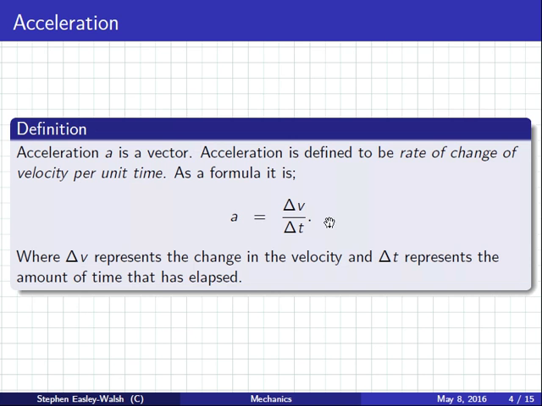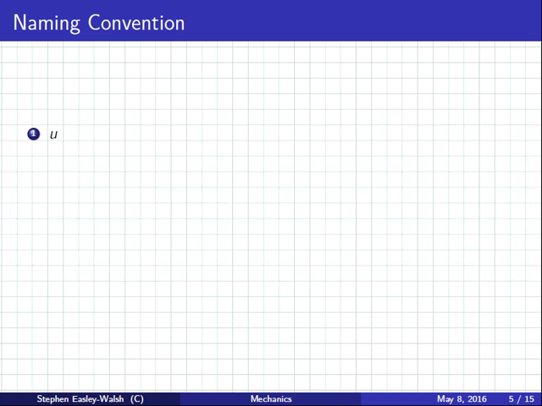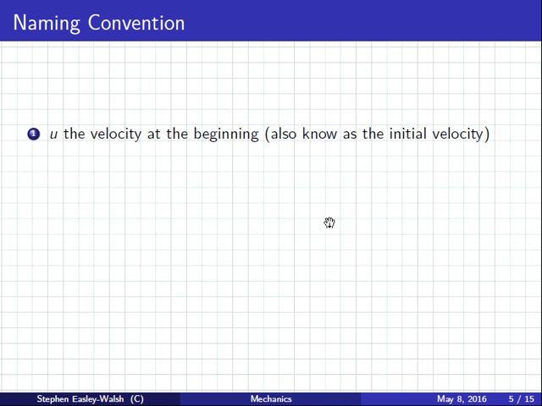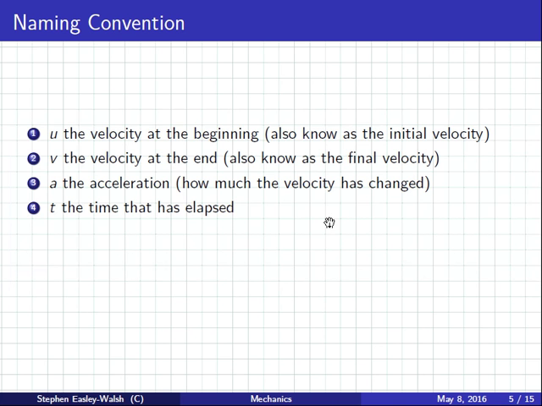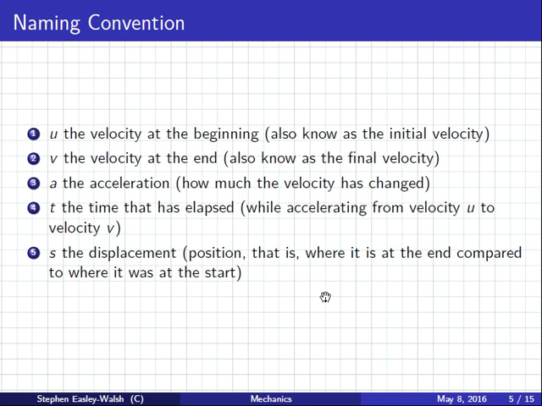Right, so some naming convention here. Letter u will stand for the velocity at the beginning, which is called the initial velocity. v is the velocity at the end, which is called the final velocity. a, as we just saw, is the acceleration, how much the velocity has changed. t is the time that's passed while accelerating from u to v, to be more precise, and s is the displacement, the position, that is, where it is at the end compared to where it was at the start. Again, don't confuse that with distance. Displacement is where it is compared to the start, not distance, okay?